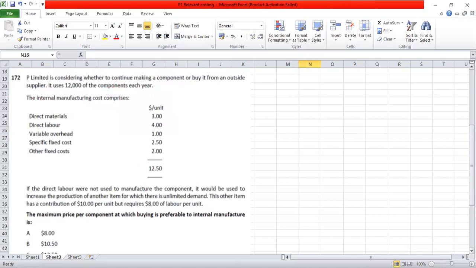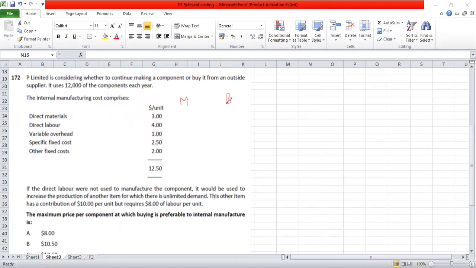P Limited is considering whether to continue making a component or buy it from an outside supplier. So here the choice is about making a component. So it is the choice about make versus buy. Make the component or buy the component from an outside supplier. It uses 12,000 of the components each year.